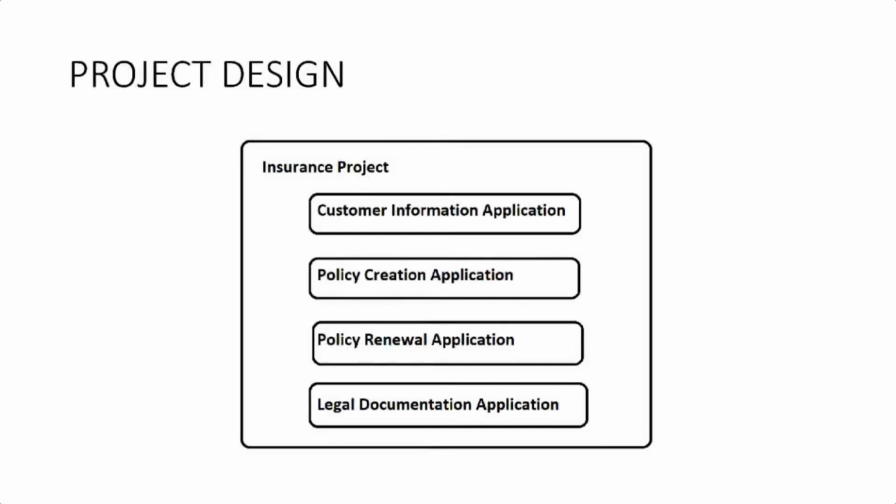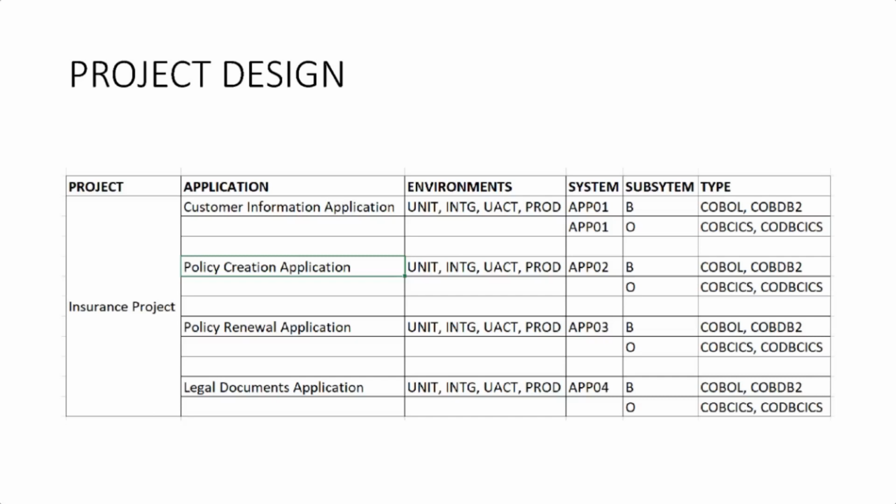We will take one example project, an insurance project. In the insurance project, we will have different applications like customer information application, policy creation application, policy renewal application, and legal documentation application. To implement all these applications, we require JCL, COBOL, and DB2 changes. So we will see how the structure is maintained in Endeavor.